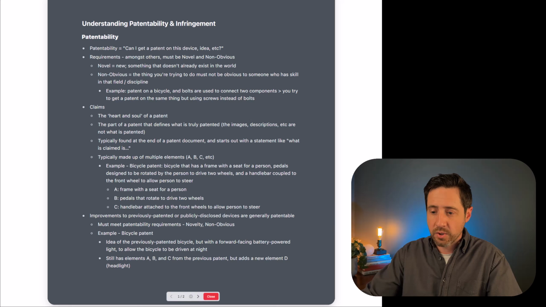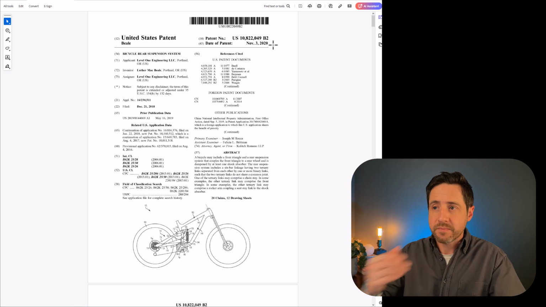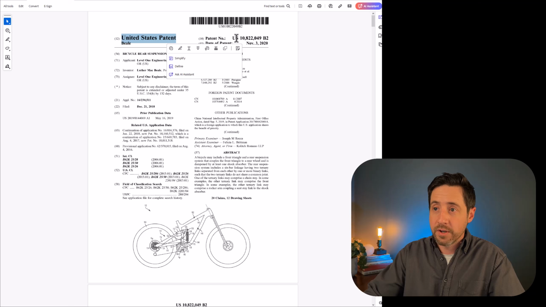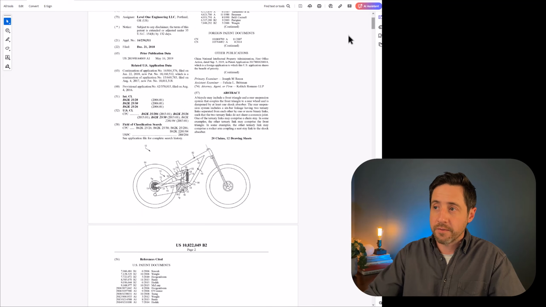So let's switch over real quick, and we're going to look at a patent of a bicycle that I pulled online. This is a United States patent. You can see here at the top, this is the patent number. It was issued on November 3rd of 2020. And we're not going to get too far in this module on dissecting all the different parts of a patent. But if you scroll through here, you can see there's a picture here on the first page.